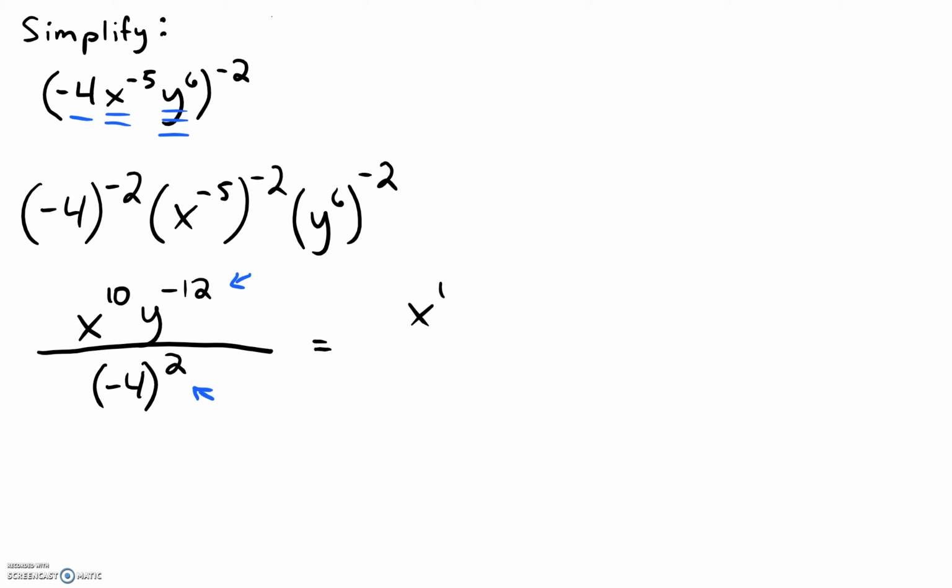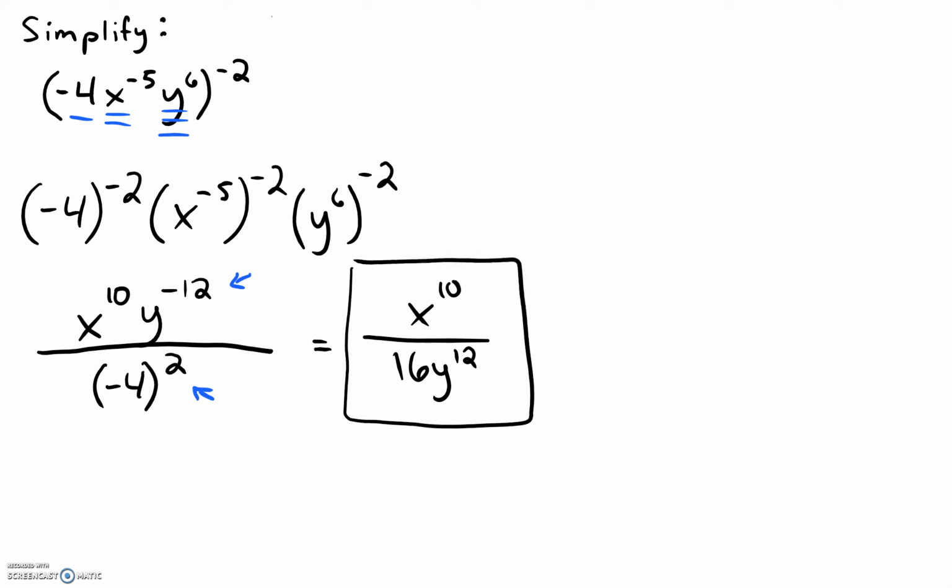So the x to the 10 is just going to remain on top. We can move the y to the -12 down into the bottom. It will become y to the +12. And -4 to the second power is going to be 16. -4 times -4 is +16. And so we end up with x to the 10 divided by 16 y to the 12. And that's our final answer.